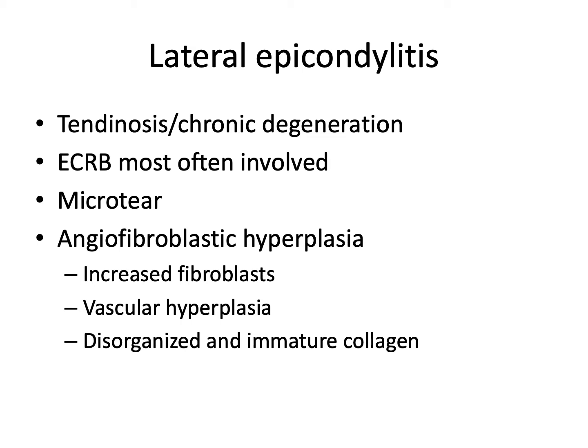You see tendinosis or chronic degeneration of the tendon, with the ECRB most often involved. There's microtearing and angiofibroblastic hyperplasia, seen histologically with increased fibroblasts, vascular hyperplasia, and disorganized and immature collagen.